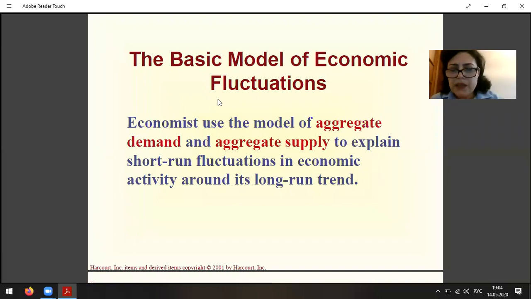So, in order to distinguish among the two variables important for forming the model of economic fluctuations, economists and specialists offer to use two different models. The first one is aggregate demand, and the second one is aggregate supply. So why do we need this? We need this to explain the periodically repeated short-run fluctuations in economic activity within a single country, and to develop this model for further possible changes in economic activity in order to form the long-run economic trend.